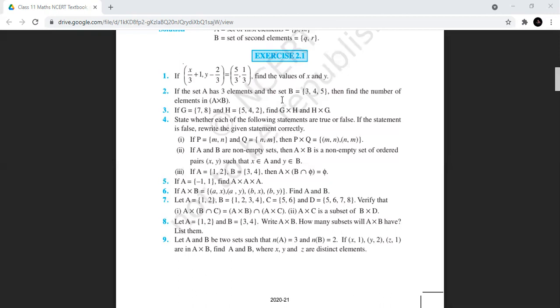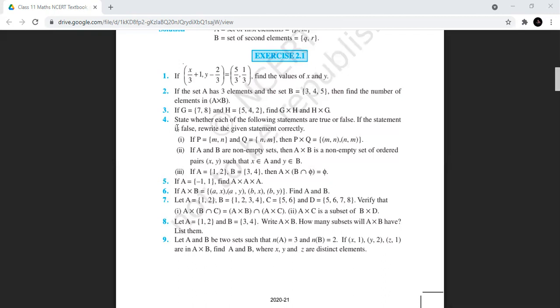Then if you're doing H cross G, entries will be 6 only, but yes, the ordered pairs will be different. So your first ordered pair would be 5, 7, 5, 8. Now you first pick up the entries of H and pair them up with the entries of G. The next would be 4, 7, 4, 8. Then you go as 2, 7 and 2, 8, right? So I think these are simple questions. If I'm just telling you orally, you'll be able to follow them easily.